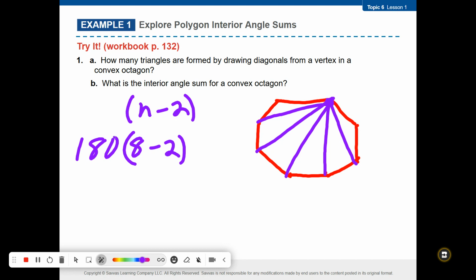All right, so this is part A. We know there's 6 total triangles. And then they're asking, what is the interior angle sum for the convex octagon? Well, we're just taking this and we're calculating it for part B. Who can tell me what that's going to be? How many degrees?